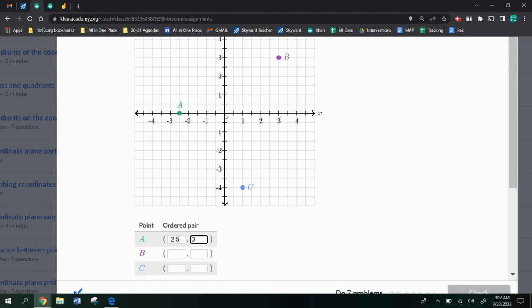So I'll start here. I moved -2.5, but I didn't go up or down, so that means y is 0. Next, go to B. I'm going to the right 3, so that's +3, and then I'm going up 3, another +3.